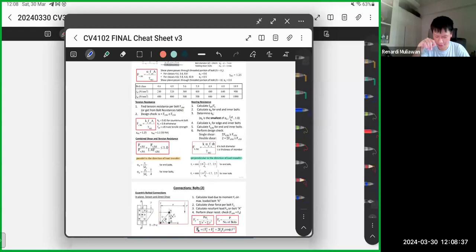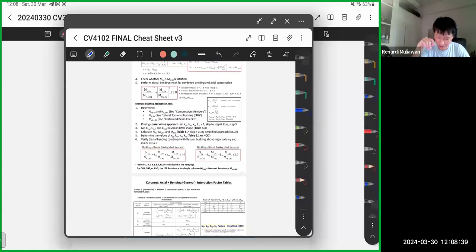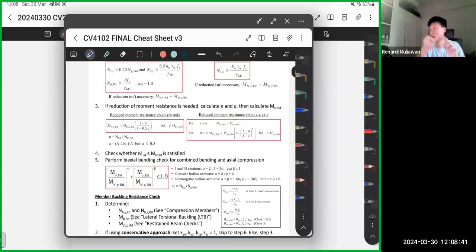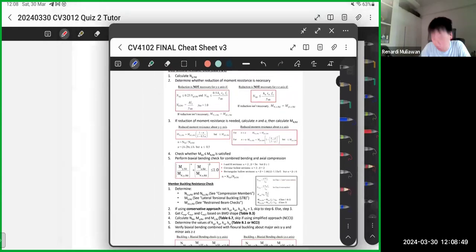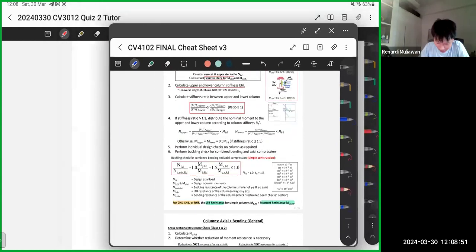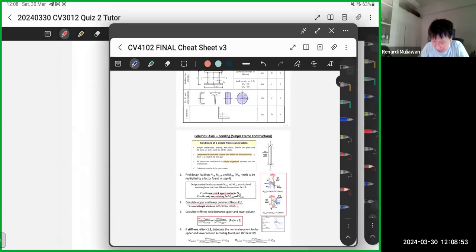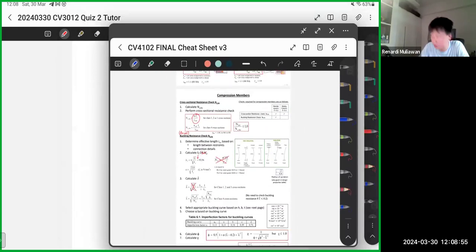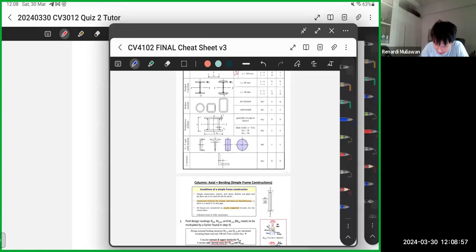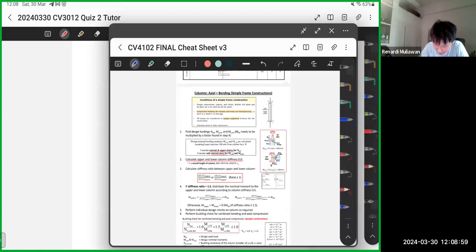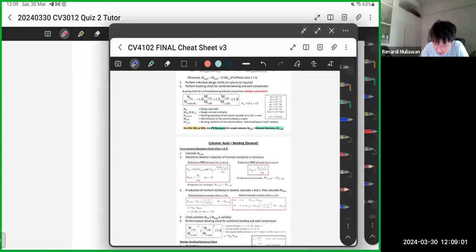So we have 4 more topics, I think. So 4 more topics, if you want to make your own. But column is fully covered already. Just need to familiarize yourself with these few pages. The compression members, simple frame, and yeah, that's it.